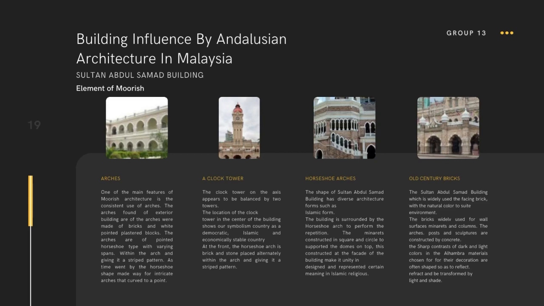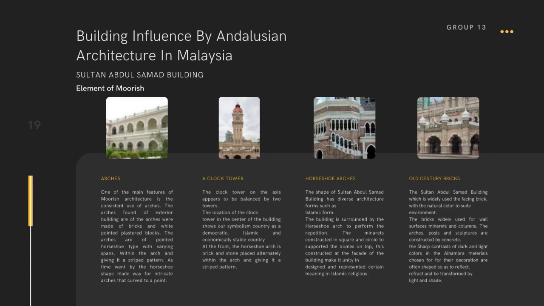Next is the old century bricks. The Sultan Abdul Samad building widely uses facing brick in a natural color to suit the environment. The bricks are widely used for wall surfaces, minarets, and columns. The arches, posts, and sculpture are constructed of concrete. The sharp contrast of dark and light colors in the Alhambra, with materials chosen for their decoration, is often shaped to reflect, and to be transformed by, light and shade.